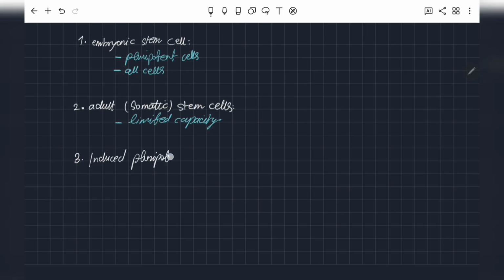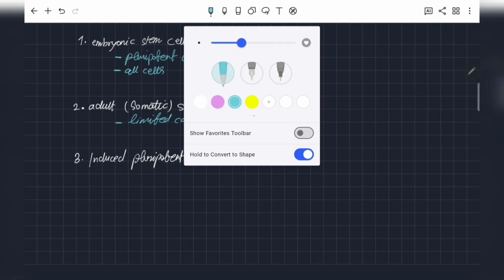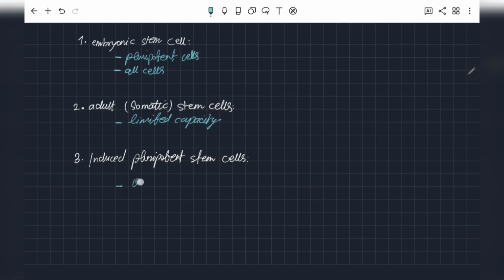The third group is induced pluripotent stem cells or iPS cells. This is achieved by transferring the nucleus of adult cells to an enucleated oocyte, and their use is for therapeutic cloning in the treatment of human diseases.